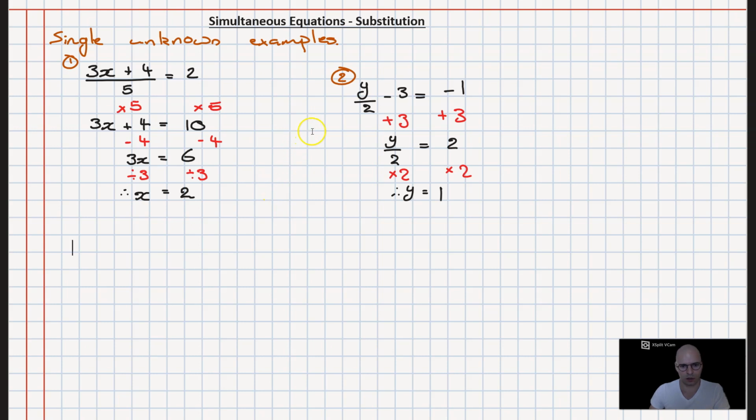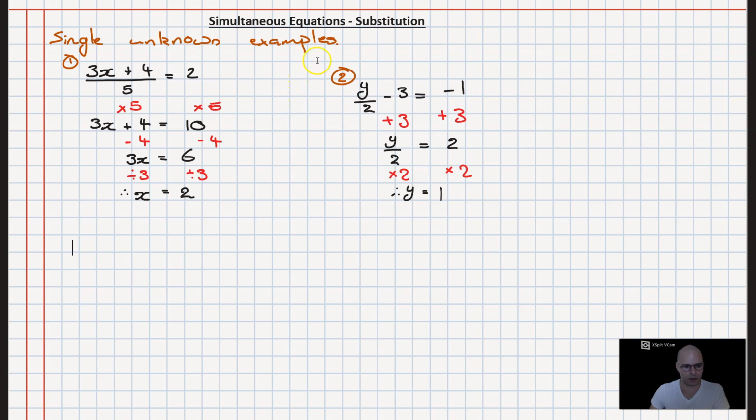Welcome to this video on the topic of simultaneous equations. In this video we're going to go over two concepts. The first one being what is a simultaneous equation, and then secondly we're going to have a look at how we can solve simultaneous equations using a method called substitution.